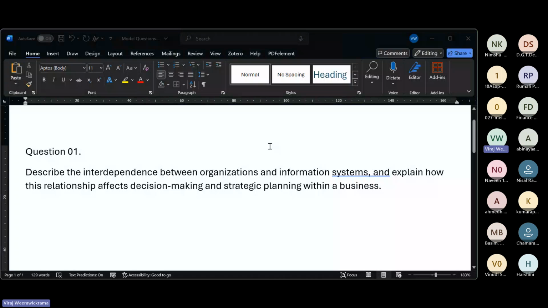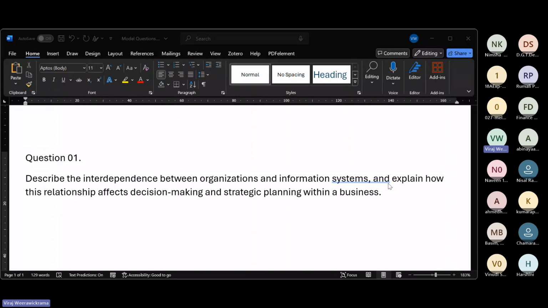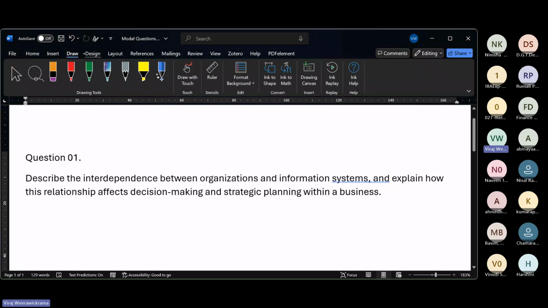Now you can see question number 1, which is related to the first topic. It says: describe the interdependence between organizations and information systems and explain how this relationship affects decision making and strategic planning within a business. Read this question, take one minute and read it very carefully, because we have to identify lots of things here. Just read this question very carefully and try to understand.